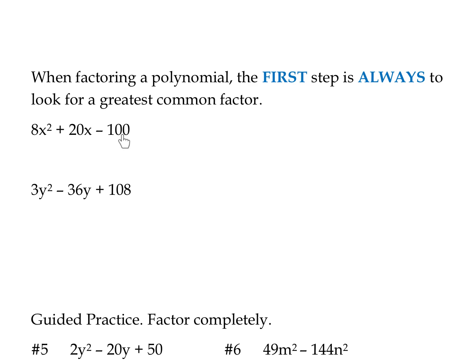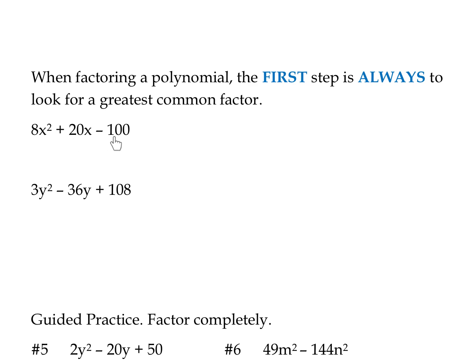Here there's 3 terms. If there was 4 terms, 2 terms, 18 terms, to be the greatest common factor, it has to be a factor of all of the terms. And here you could look and see 8, 20, and 100. We want to find what's a factor of 8, 20, and 100. You might be thinking 2.